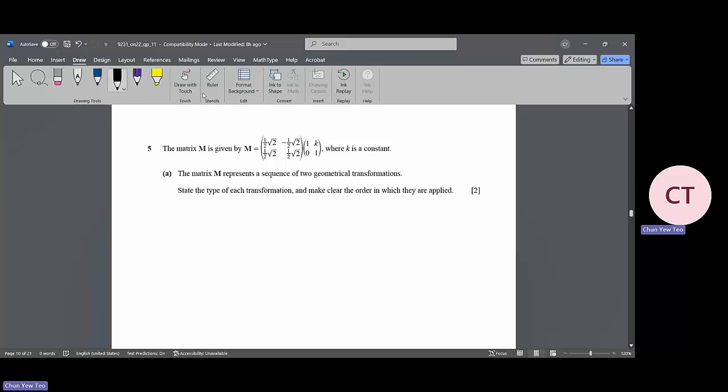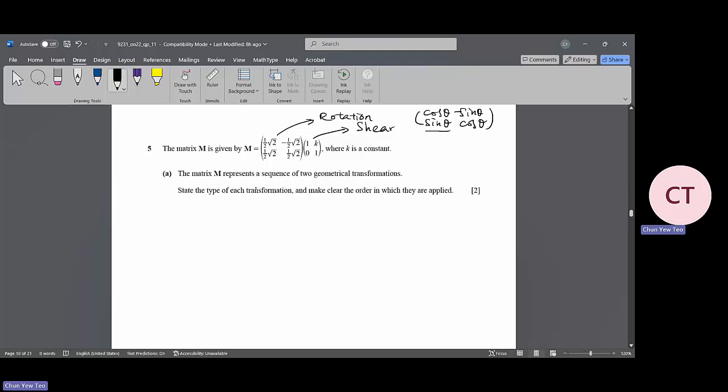Matrices over here. So we need to recognize the expressions over here. This matrix represents shear. This matrix represents rotation. So rotation, we know that the rotation matrix looks like this: negative sine theta, cos theta. So we can see that in order to get root 2 over 2 and root 2 over 2 here, that means your theta must be 45 degrees, anti-clockwise.